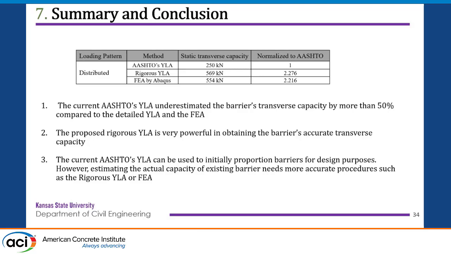But if we want to judge existing barriers, how much lateral capacity these barriers have, using the AASHTO procedures is going to underestimate by much. At that point, we will need exact and closed form solutions, either by finite element analysis or by this proposed yield line analysis, to obtain the actual capacity.